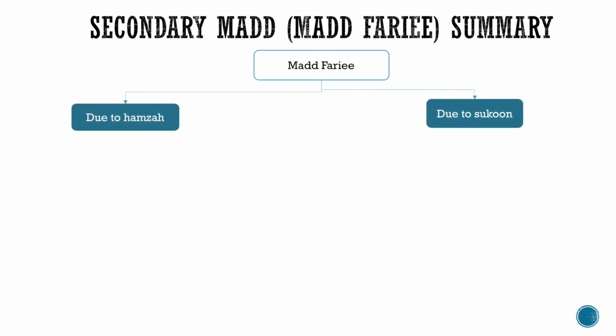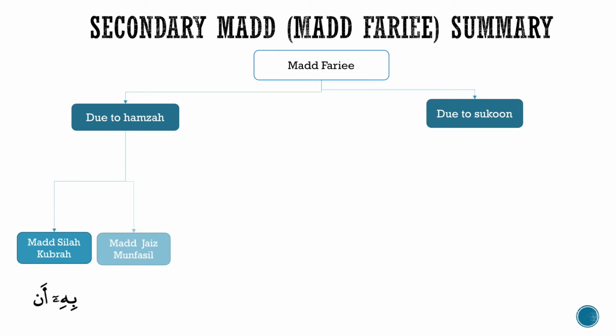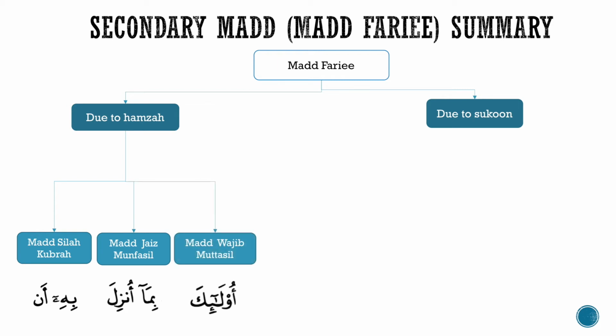So now let's summarize the Mad Fari'Ee, the secondary mad that we have covered previously. Mad Fari'Ee consists of 2 branches, mad due to a hamza and mad due to a sukoon. Mad due to a hamza consists of 3 types of mad. Mad sila kubra, and the example we have is bihi an. Mad jaiz munfasil, the example is bima unzila. And mad wajib muttasil, the example is ulaika.